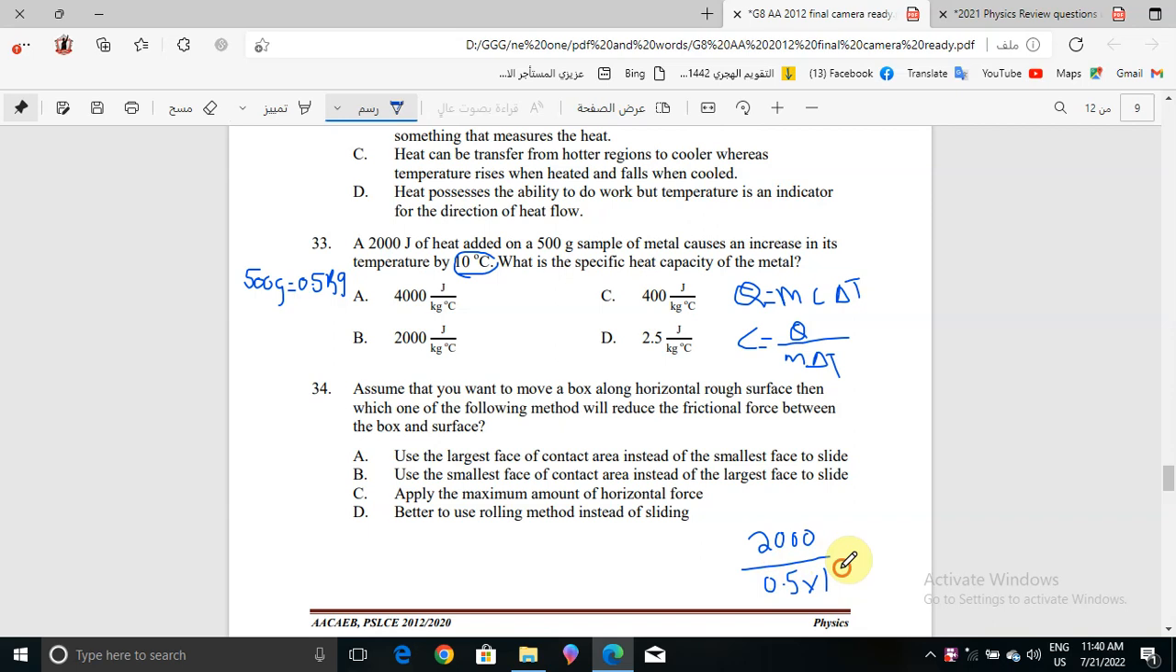times 10. So when you cross out the zeros here and simplify it, you will get 400 joule per kilogram degrees Celsius. So that means the correct answer for question number 33 will be choice C.